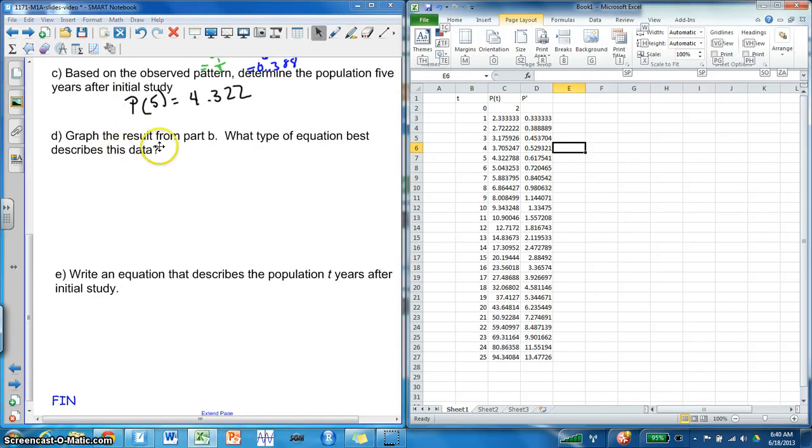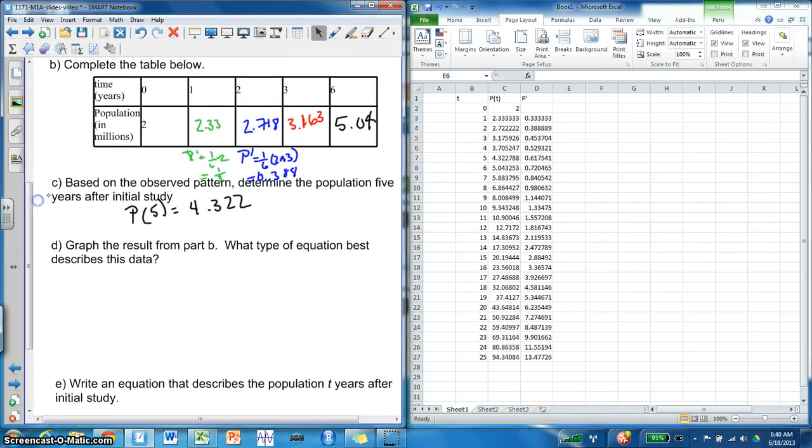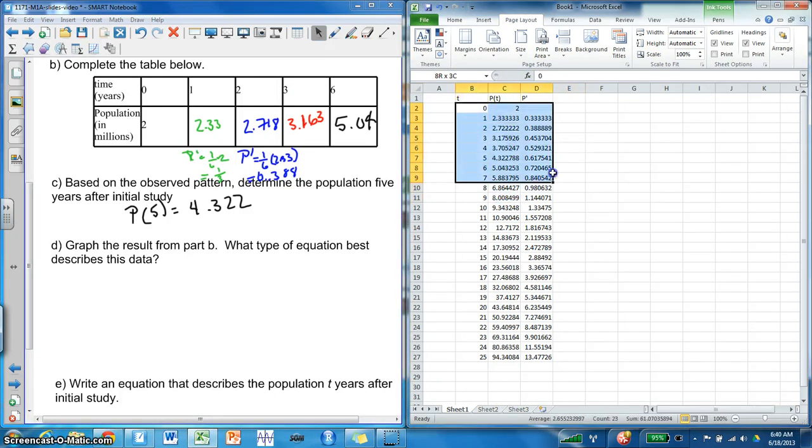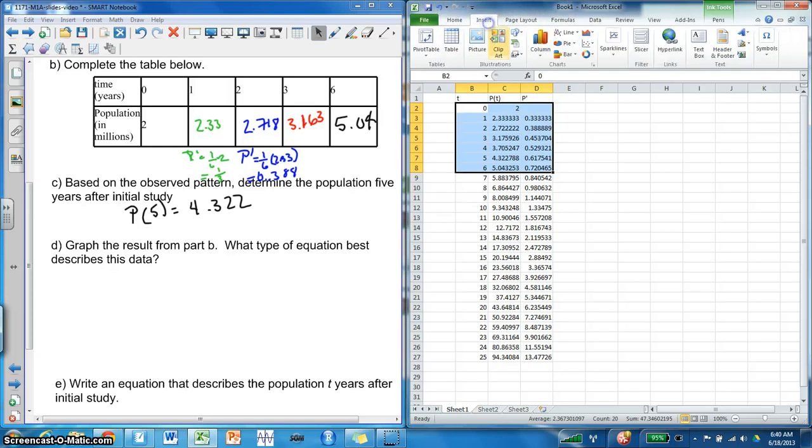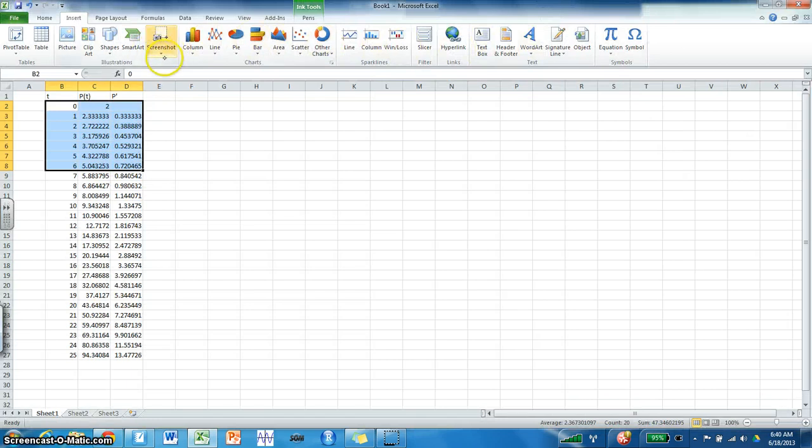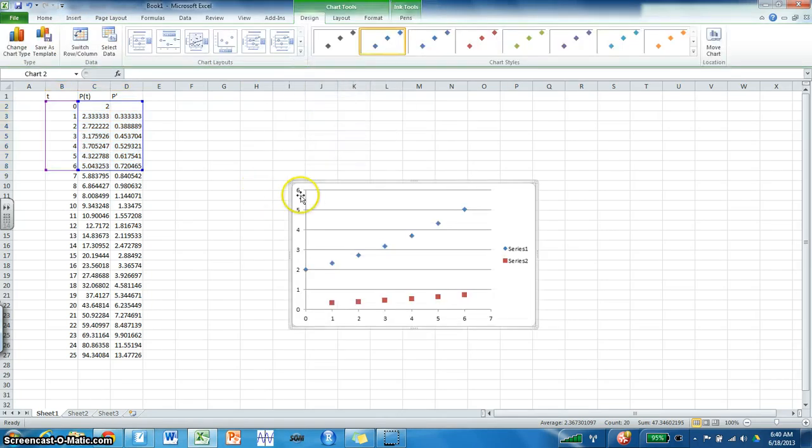In part D, it says graph the result from part B. Okay, so really what it's asking us to do is to take a graph of these values. And so I can do that. I'm going to go to my Insert tab in Excel, and then I'm going to make this bigger for us to see. And then if I go to the Insert tab, go over to the Charts section of the ribbon, go to Scatter, and then insert just a scatter plot.